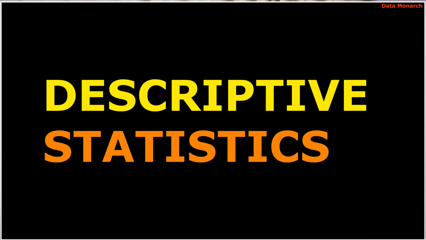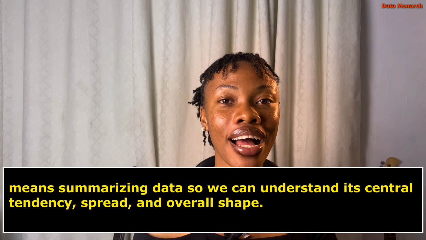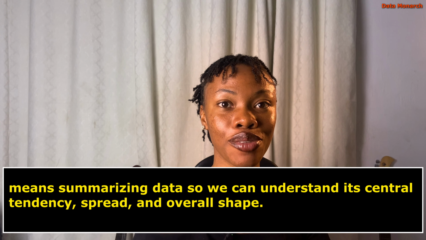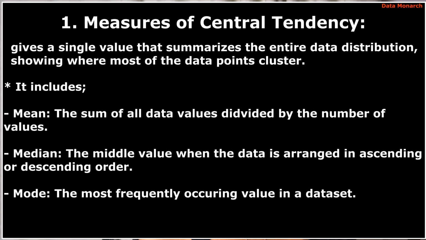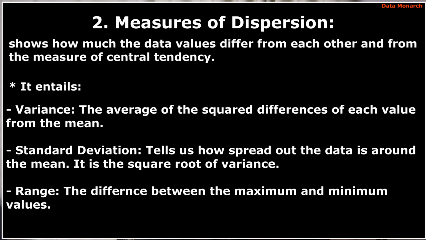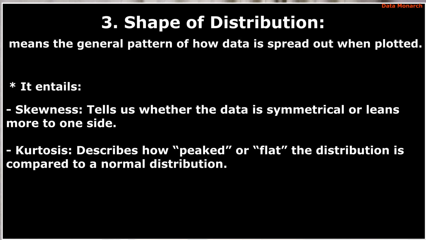Today we'll take it further by performing descriptive statistics. That means summarizing data so we can understand its central tendencies, spread, and overall shape. There are three categories of descriptive statistics. The first one, the measures of central tendency, entails the mean, median, and mode. The second one, the measures of dispersion, entails variance, standard deviation, and range. The third one, the shape of distribution, entails skewness, kurtosis, and histogram.